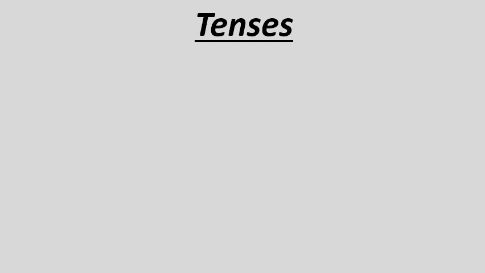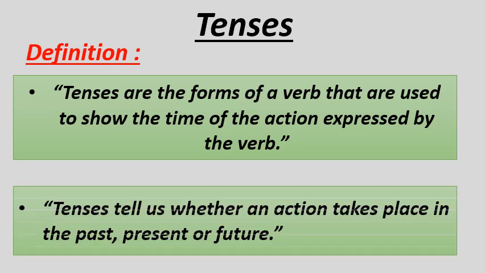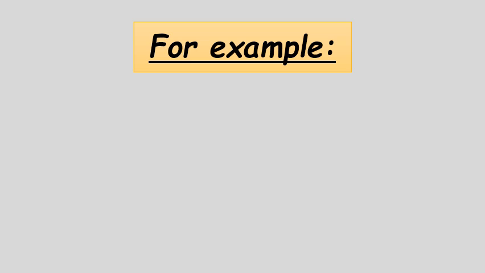Students, as we have already discussed the meaning of tenses in lecture number 1 and 2 of chapter 4, present and past, let's have a quick recap of it. Tenses are the forms of a verb that are used to show the time of the action expressed by the verb. Tenses tell us whether an action takes place in the past, present or future. Let's see some examples to clarify it.